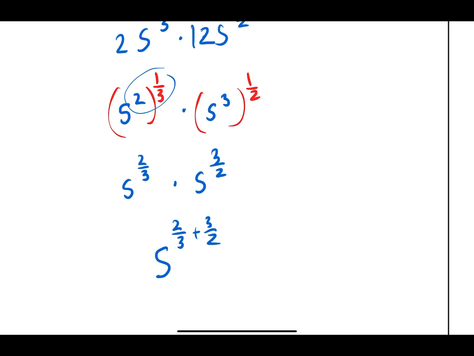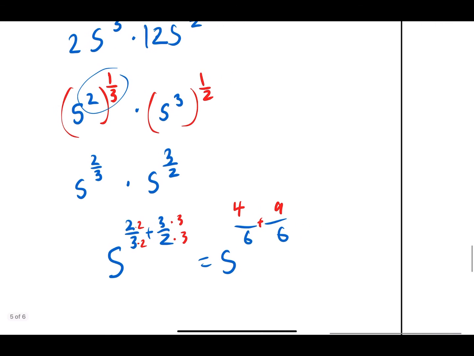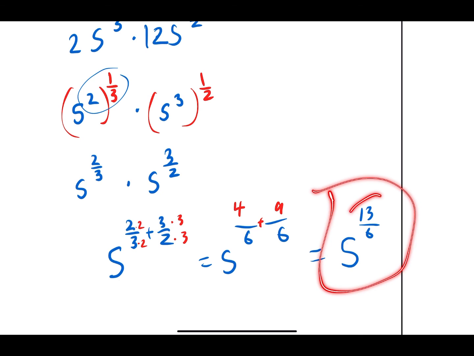Finding the common denominator of 6, we have 3 times 2 is 6, 2 times 2 is 4, 2 times 3 is 6. 3 times 3 is 9. 4 sixths and 9 sixths will give us 5 to the 13 sixths. And technically we're done, but we shouldn't leave the 13 sixths the way it is.